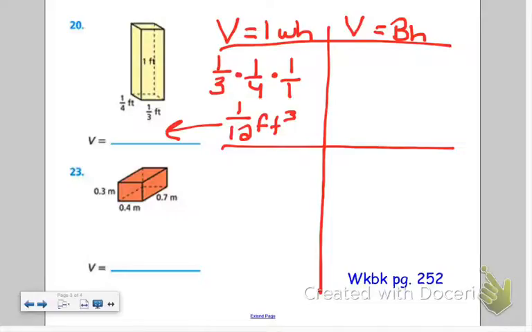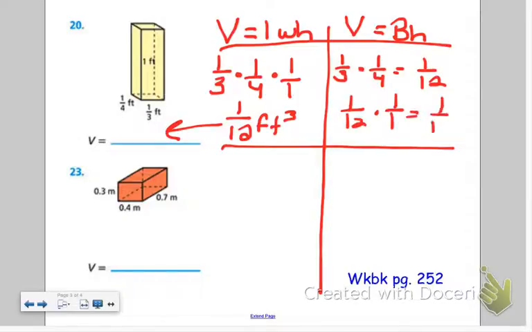We can also use the other formula if you choose. First, you find the area of the base, which is just 1/3 times 1/4, right? Length times width, that gives you 1/12. And then 1/12 times the height, which of course is 1, you're still ending up with 1/12. So you can see how both formulas are useful, both will work.